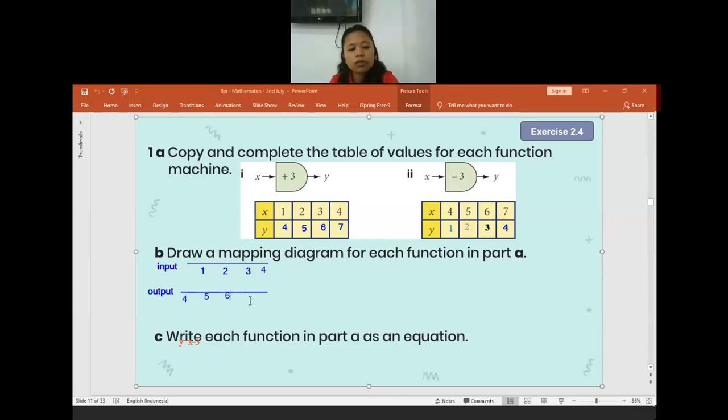And then after that, you just need to connect the number with input with the output. That's it only. So number 1 is connected to 4. I'll connect 1 and 4. Number 2 is connected to 5. Number 3 is connected to 6 because when the input is 3, the output is 6. When the input is 4, the output is 7.